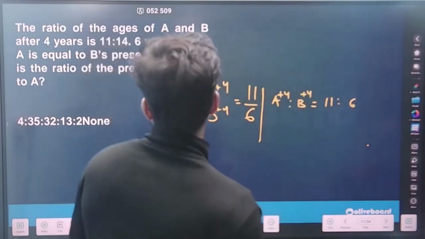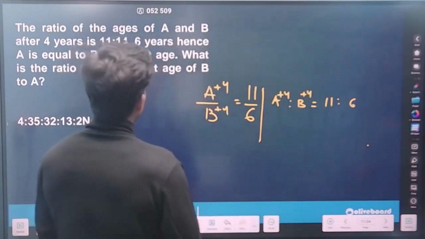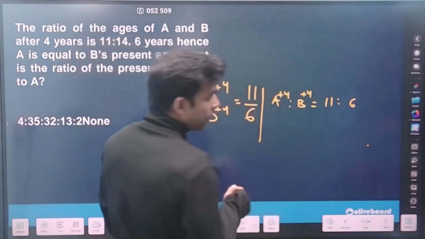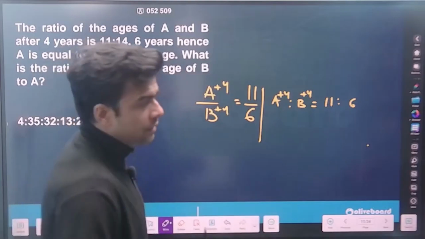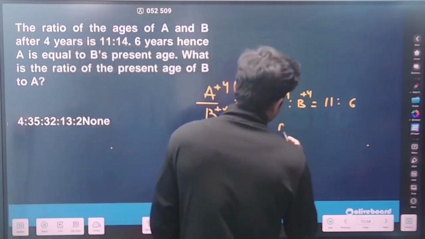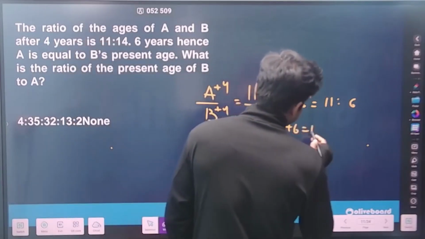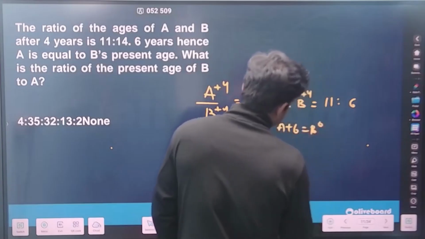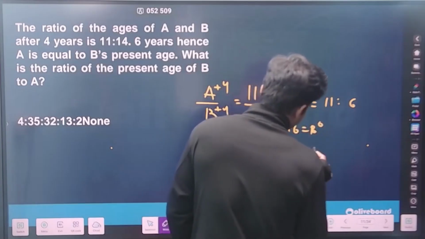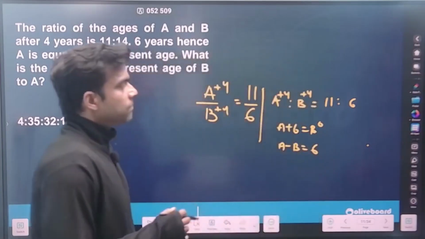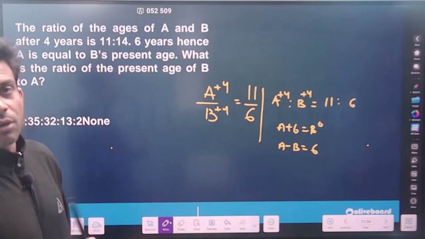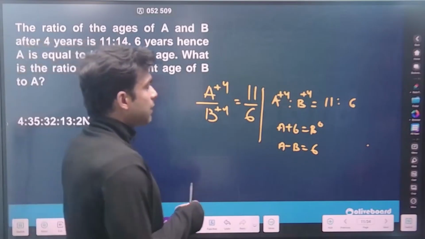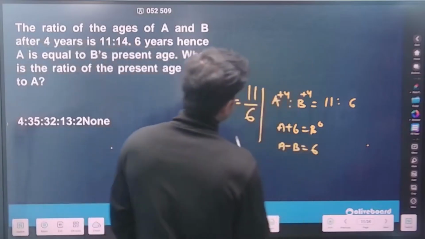Now, hence, A is equal to B's present age, 6 years hence. So from here you need to understand, you need to make an equation. Equation means what? A 6 years hence, A plus 6 is equal to B's present age. So from here I can say A minus B is equal to 6, correct? I hope this makes sense to everyone. Now see what I am doing basically. Now see guys, can I say the difference in the ratio?